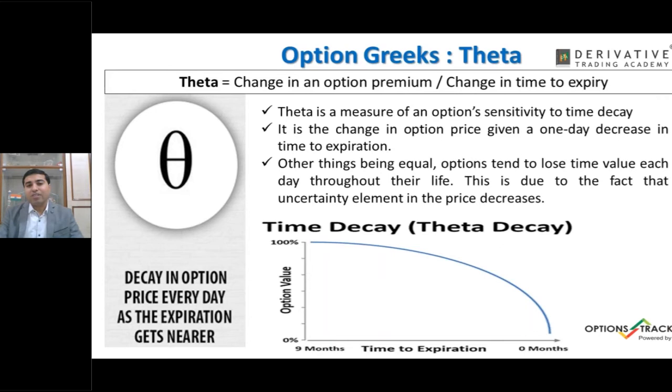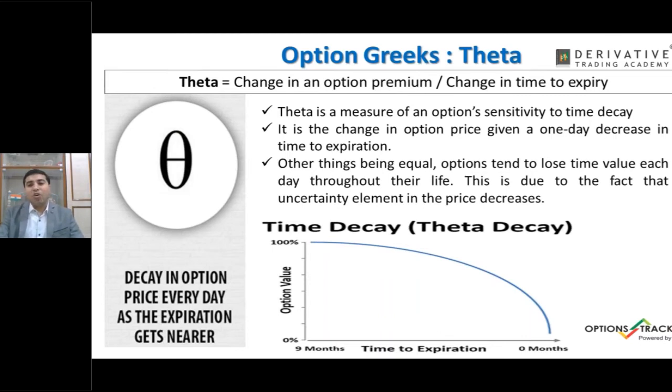Right now, let's say the price of a strike is 100 rupees. If the market remains there and everything remains there, the next day your premium will decline by a few points. That is because of theta. Because now there is 1 day less compared to the previous day for the options buyer until maturity, and that's why there is 1 day less probability for that option to get into the money. So it is the change in option price given a 1 day decrease in the time to expiry.